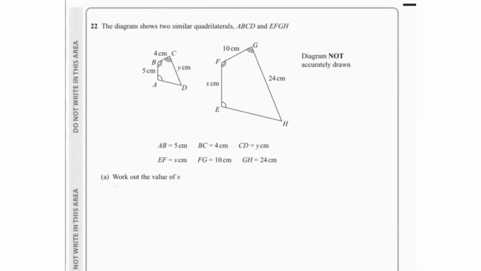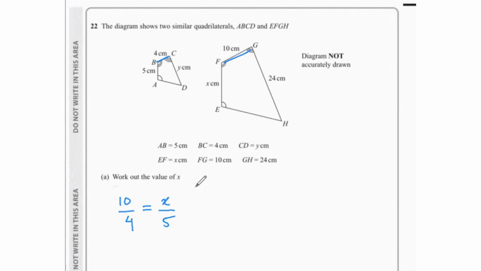Then the diagram shows two similar quadrilaterals ABCD and EFGH. AB is 5, BC is 4, CD is Y, EF is X, FG is 10, and GH is 24 centimeters. We have to work out the value of X. So if they're similar shapes, that means the ratio of two corresponding lengths is equal to the ratio of two corresponding other lengths on the shape. So we can say 10 over 4 is the same as X over 5.